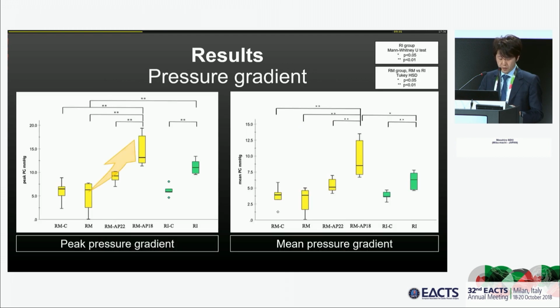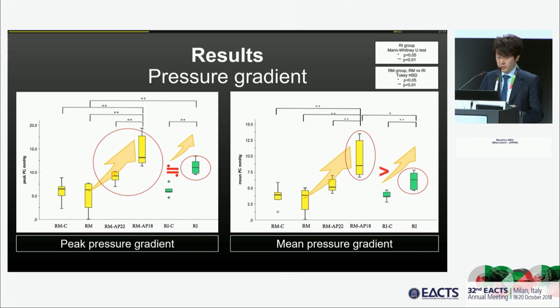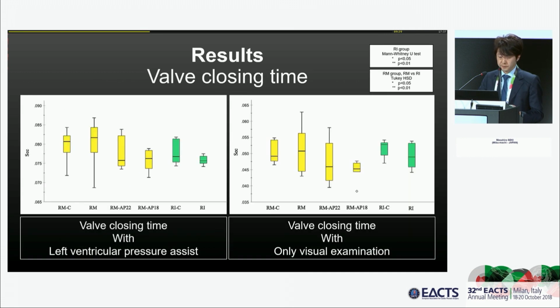Peak and mean pressure gradient elevated after additional ESA and reimplantation. Peak pressure gradient was comparable between the ESA groups and reimplantation, while higher mean pressure gradient was observed for the ESA 18 mm compared to the reimplantation. Valve closing time decreased slightly after ESA. However, statistical significance was not observed.